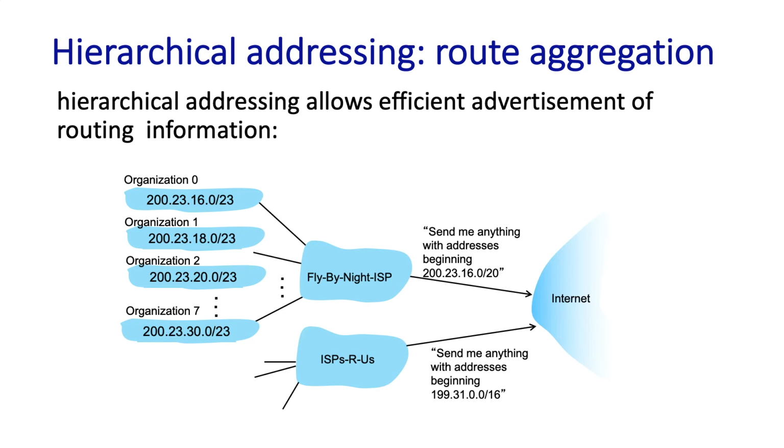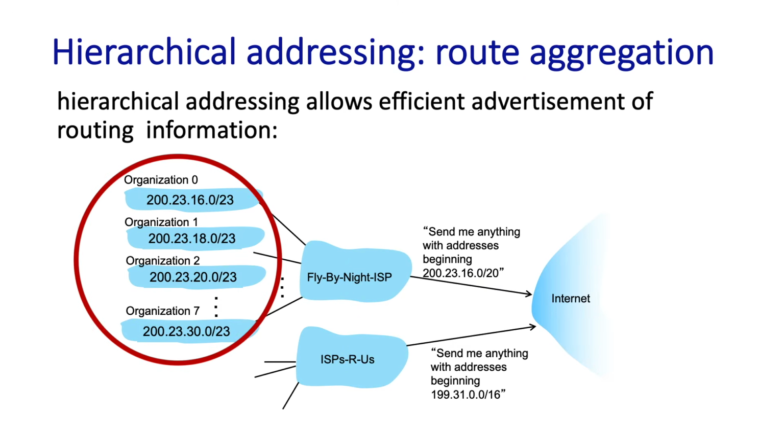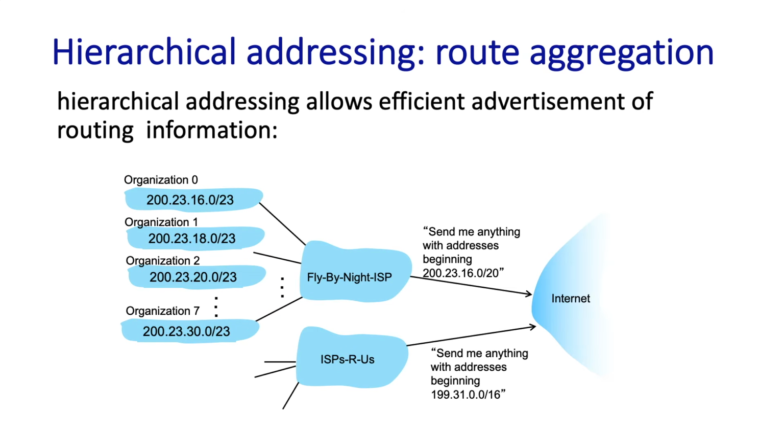And now we can start to see a really critical tie between addressing and routing, something that we'll come back to again when we get to the network layer control plane. In this example, the parent ISP, which we'll call fly-by-night ISP, has 8 client ISPs. As shown in the figure here, fly-by-night need only advertise one address prefix, 200.23.16/20, to the rest of the global internet.